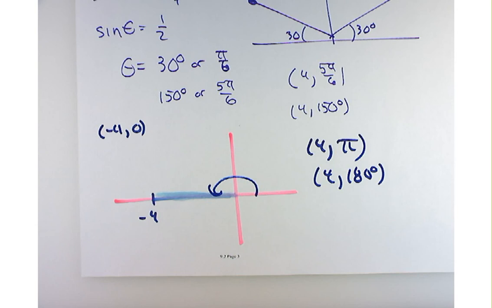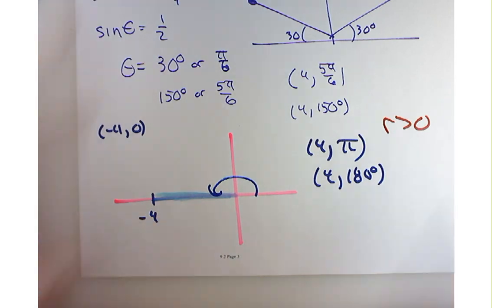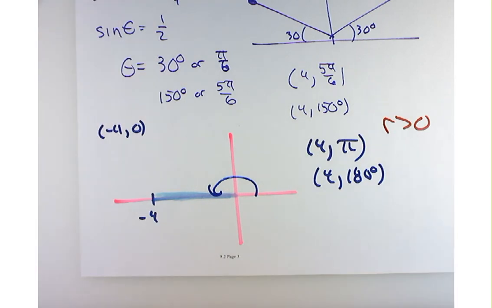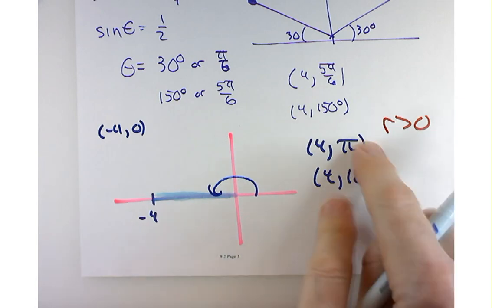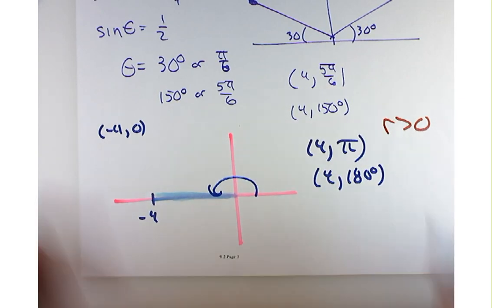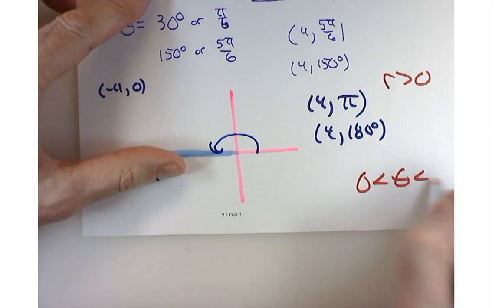Here, let me ruin your day for you. R is greater than 0. There you go. All right, so if I put R is greater than 0, then there'd be no choice. It'd have to be one of these. R is greater than 0, and theta is between 0 and 360, or 0 and 2 pi.